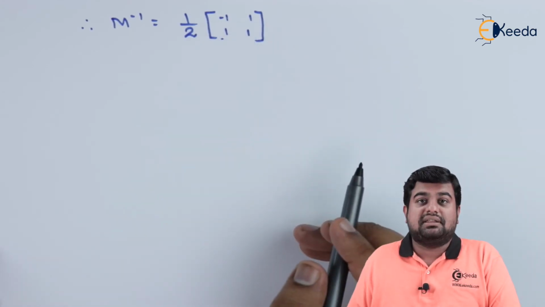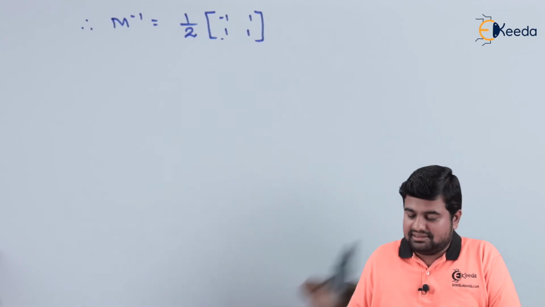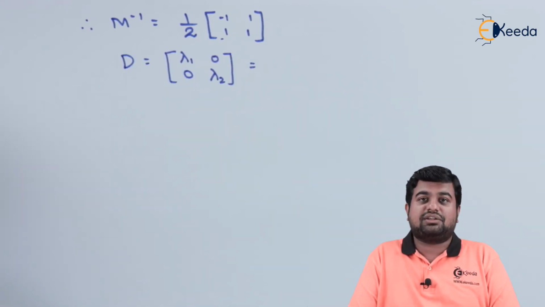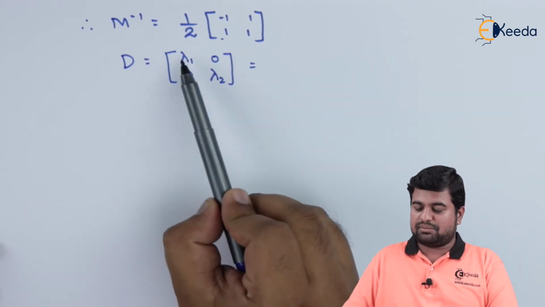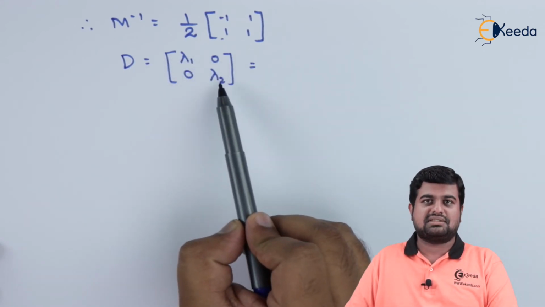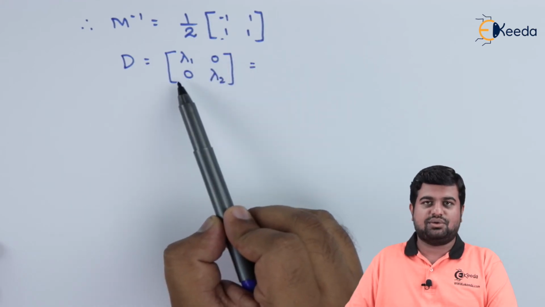Let us now construct the diagonal matrix D. While constructing any diagonal matrix of any order n cross n, I am going to write down all the eigenvalues in the diagonal form and the rest of the elements are 0. Since we have a 2 by 2 diagonal matrix over here, I am going to write down λ1 and λ2 as diagonal elements and the other elements are 0.